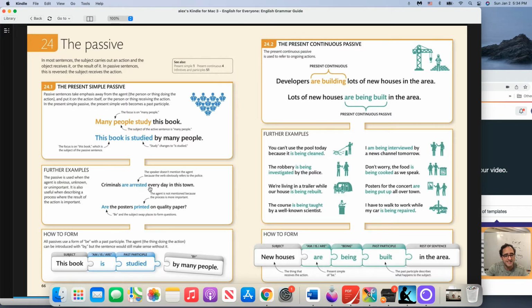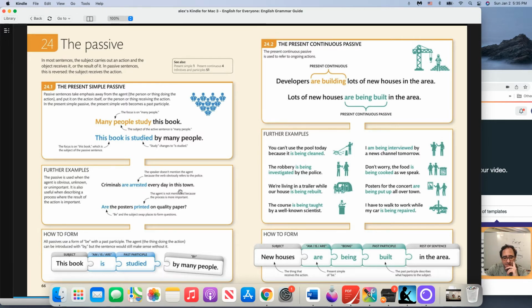Criminals are arrested every day in this town. Notice here's the to be, which is are. Criminals are arrested. A criminal is arrested. Criminals, plural, are arrested. This arrested is the past participle of the verb arrest. It doesn't necessarily mean that it's done in the past. It's a past participle. Criminals are arrested every day in this town.